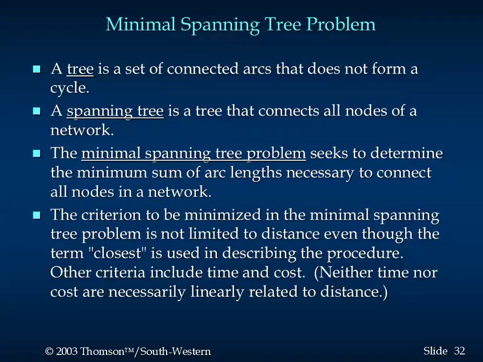So we have a network. A spanning tree is a sub-graph, a sub-tree of that network that connects all the nodes. And the minimum spanning tree problem seeks to determine the minimum sum of arc lengths necessary to connect all nodes in the network. So we want to maintain connectivity at minimum total cost. The criterion to be minimized is not limited to distance, even though closest is the word used. We could have time, cost, and other things.